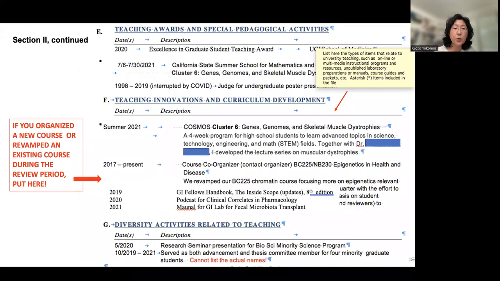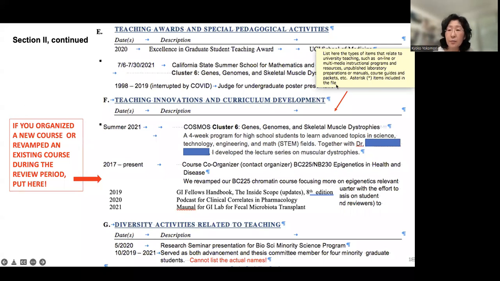This is the last part of section 2. If you have any teaching awards, that's great evidence for good teaching, so you should put it here. And if you were also involved in extra activities, like serving as a poster judge for an undergraduate research symposium, or if you participated in a high school student summer program, you can put it here.